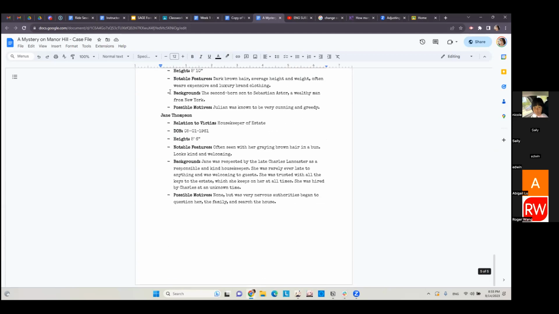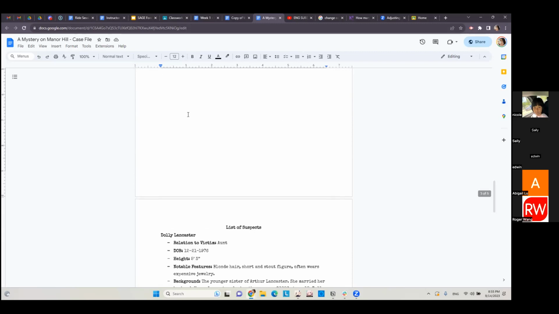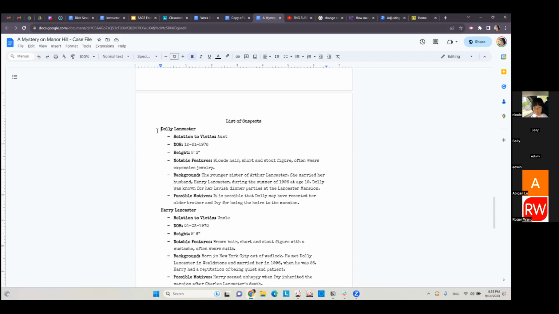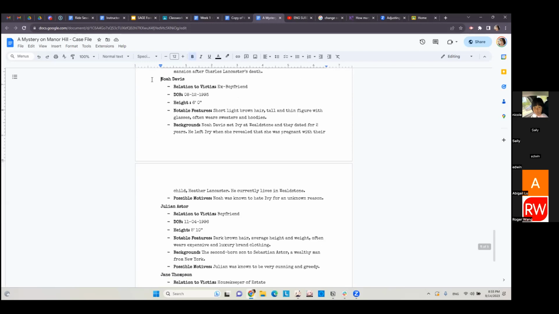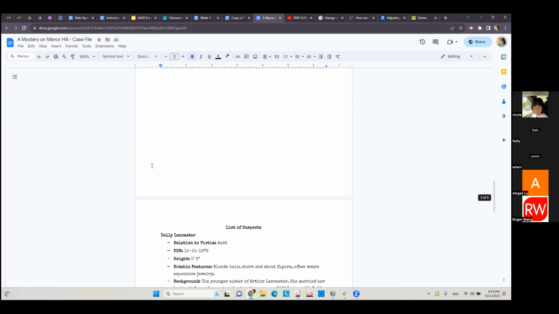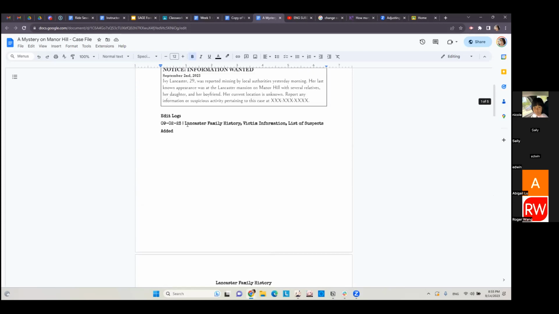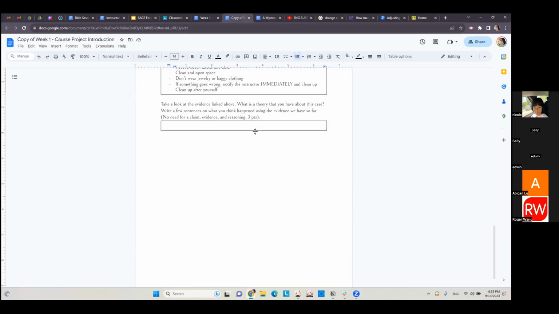These are just some facts about the people involved. This is her aunt, Dolly, her uncle, Harry. This is her ex, Noah, her boyfriend, Julian, and the housekeeper, Jane. And her daughter is named Heather, but she's not part of the suspects. Anybody have theories? It doesn't have to be right. I just want to know.